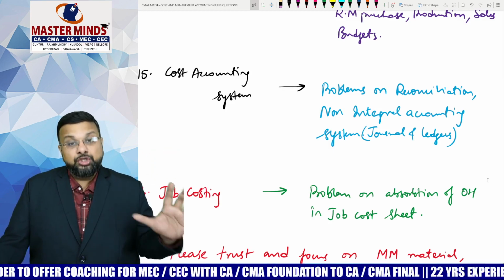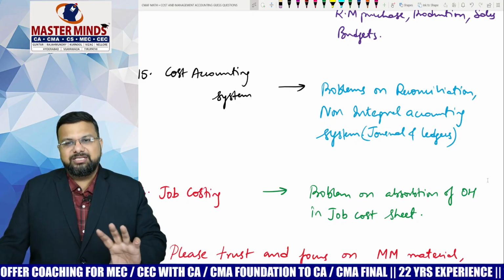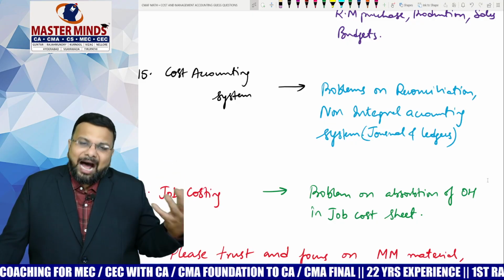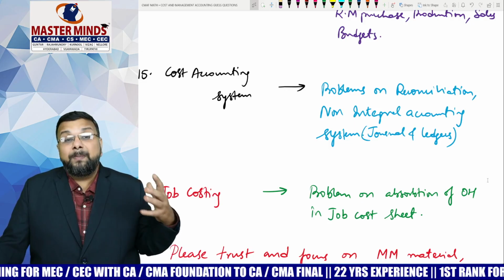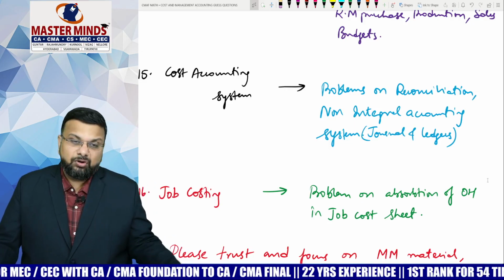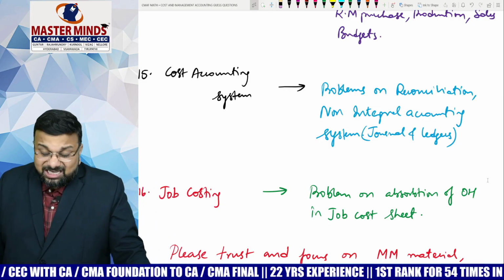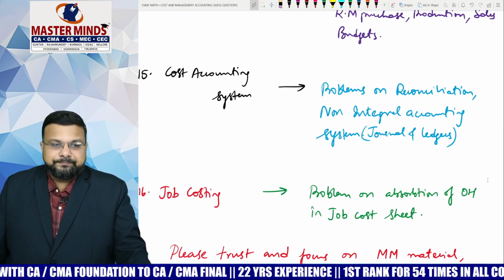If he wants to test you in the examination, he will go for a reconciliation part, or he may give you some entries and ask you to pass some journal entries for that. So in such a case, focus on the non-integral accounting system.